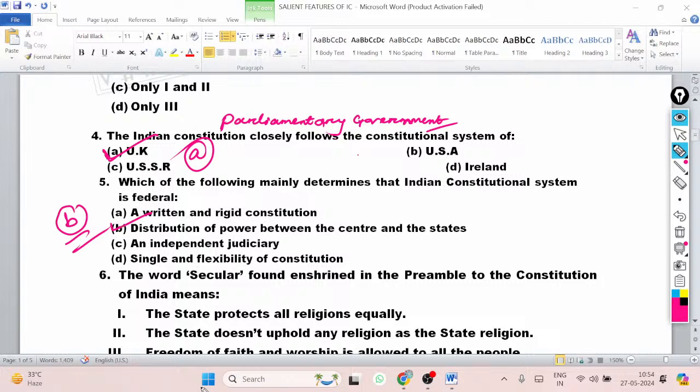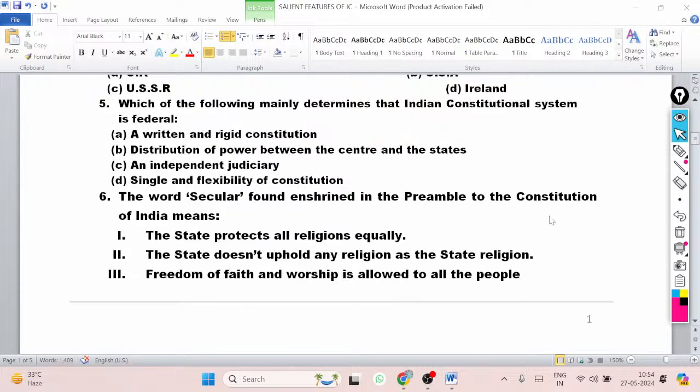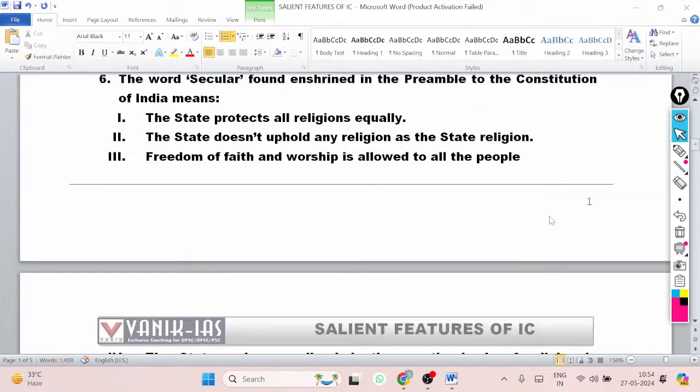Now I'll come to question number 6. The word secular found enshrined in the preamble to the Constitution of India means. Let us see the options provided here. The state protects all religions equally. Yes, that is the fundamental thing of a secular country. All religions have equal status. That is to be there also. Okay.